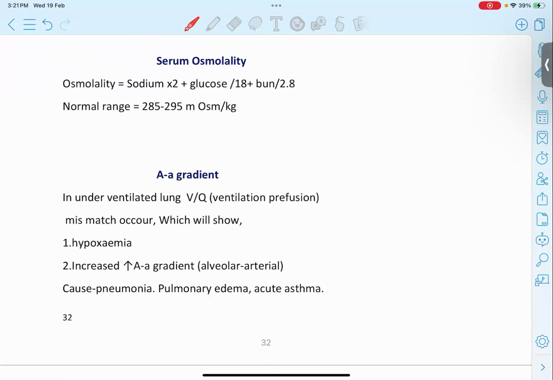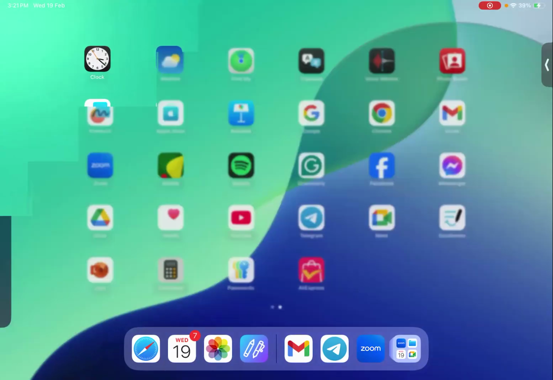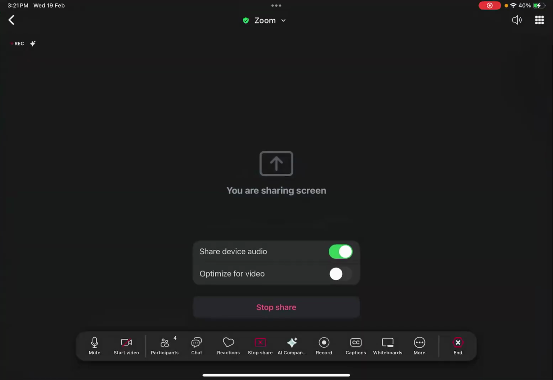Next is serum osmolarity. I have already discussed serum osmolarity in the basic cellular class, how to do the equation and everything, and also the range. A gradient I have also discussed in the last class, so I am not going to discuss it today. So with this, we have finished today's class, which is renal physiology.